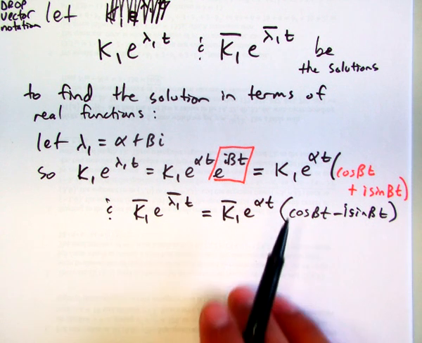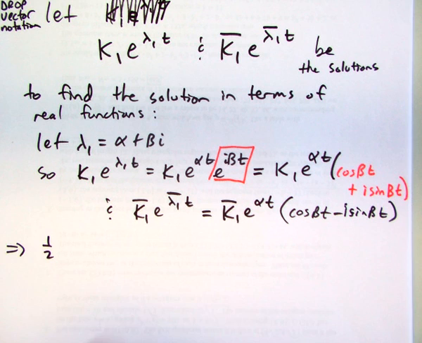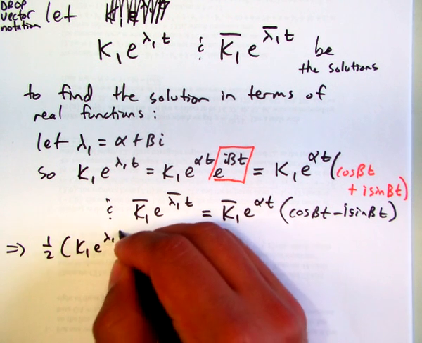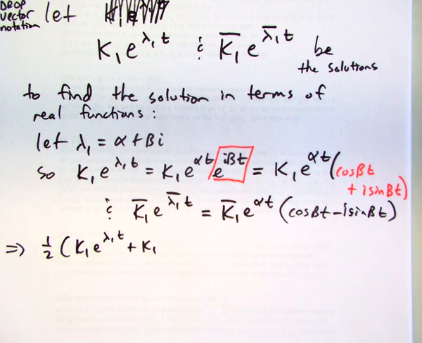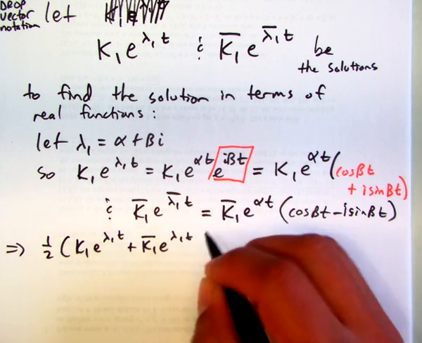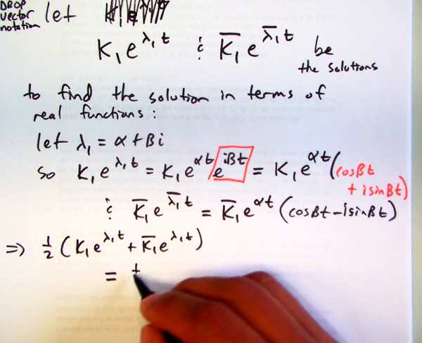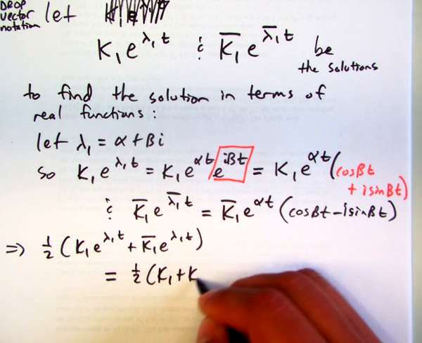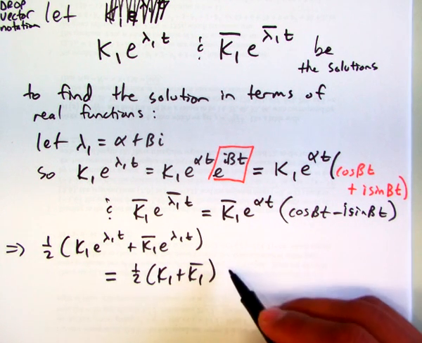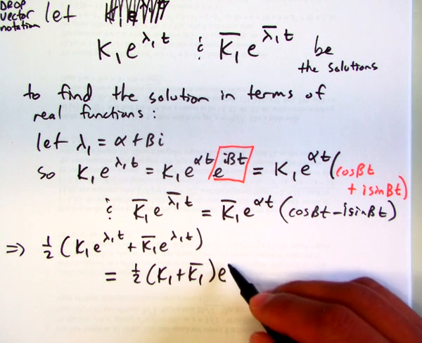So what we'll do is take 1/2 of k1 e to the lambda 1t and then add its conjugate, so that now we get 1/2 k1 plus the conjugate of k1. So I'm just adding these two things together and grouping the cosine. So e to the alpha t cosine beta t.